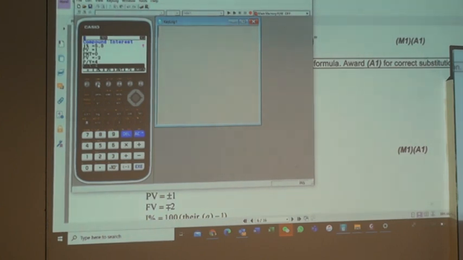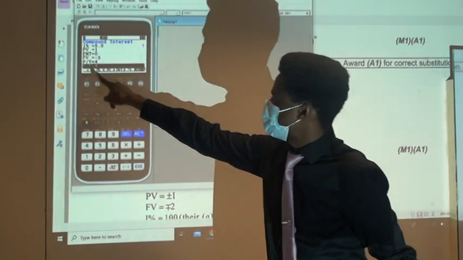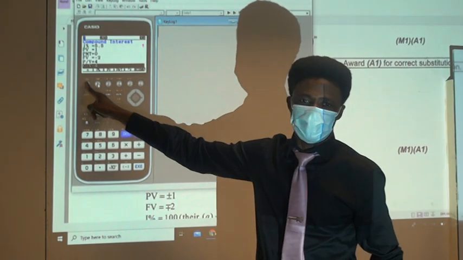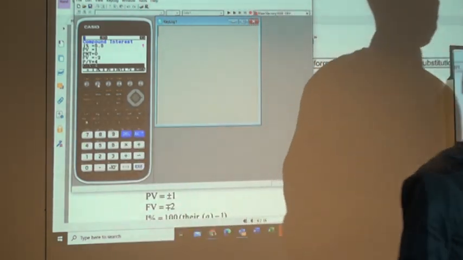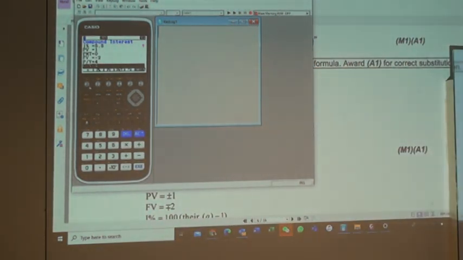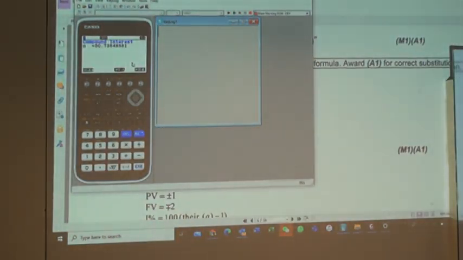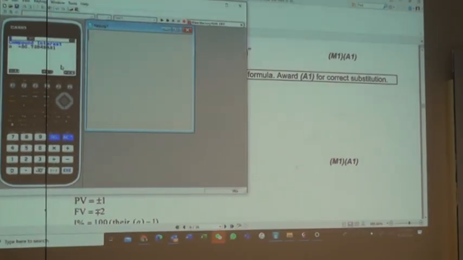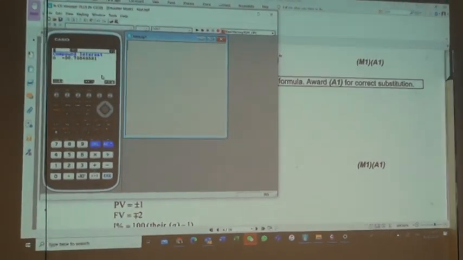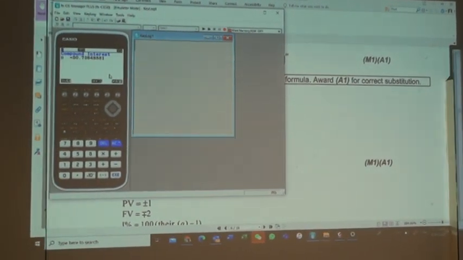Then if you look at my screen, there is n here at the top of F1. So that's what we're going to click. And that gives us 50.7 something. Understand? So that tells you the number of periods. It's not the number of years. Okay? It's the number of periods.